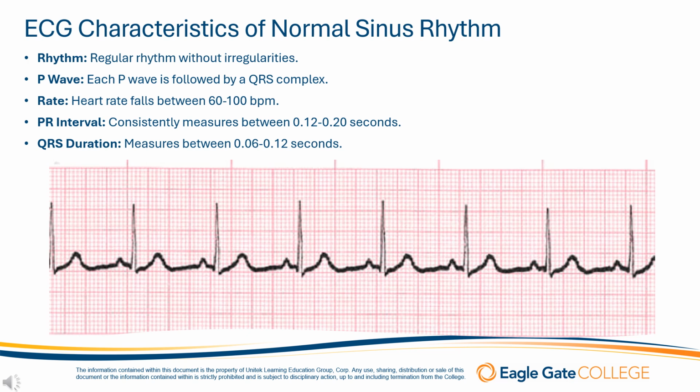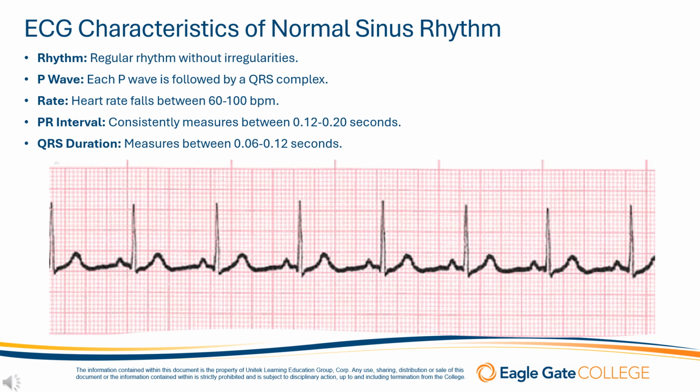The PR interval is the time from the beginning of the P wave to the start of the QRS complex. It reflects the time it takes for the electrical impulse to travel from the atria through the atrioventricular or AV node and into the ventricles. In a normal sinus rhythm, the PR interval consistently measures between 0.12 and 0.2 seconds. This consistency indicates proper AV node function and efficient conduction of impulses. A prolonged PR interval would suggest first-degree AV block, while a shortened PR interval might indicate pre-excitation syndromes like Wolff-Parkinson-White syndrome.